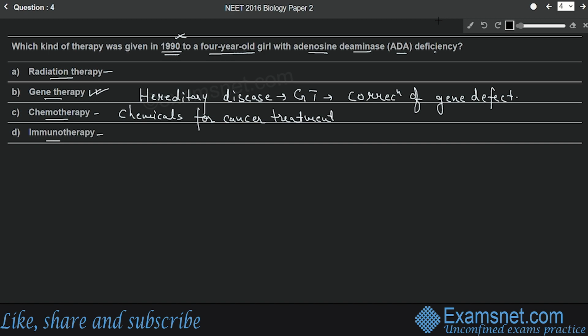And in case of immunotherapy, what is done? It is also used for cancer treatment. And here white blood cells are used. Okay. So the correct answer is option number B, gene therapy.